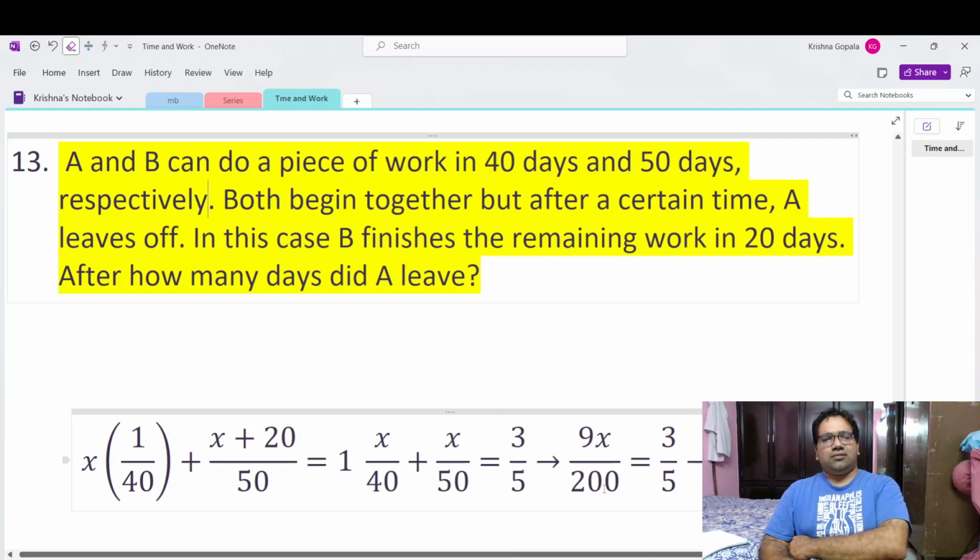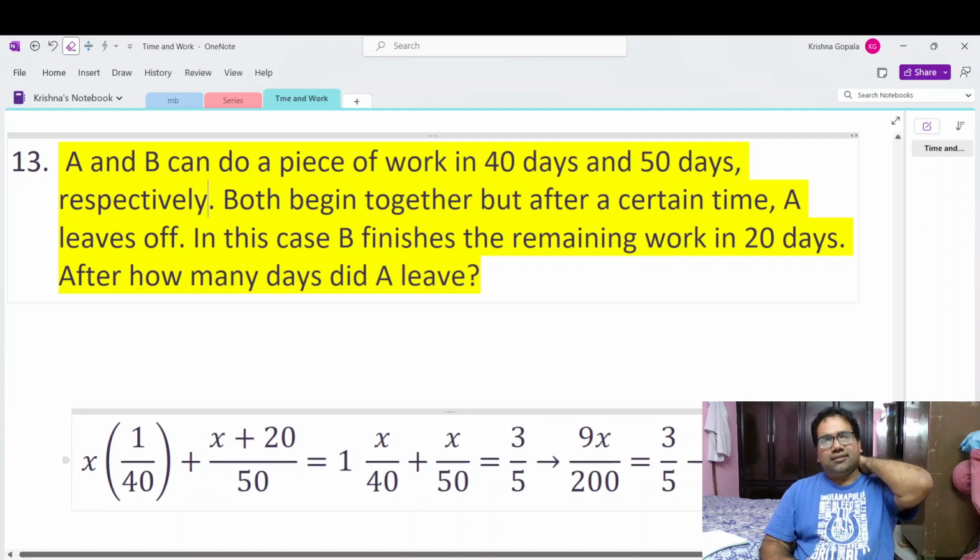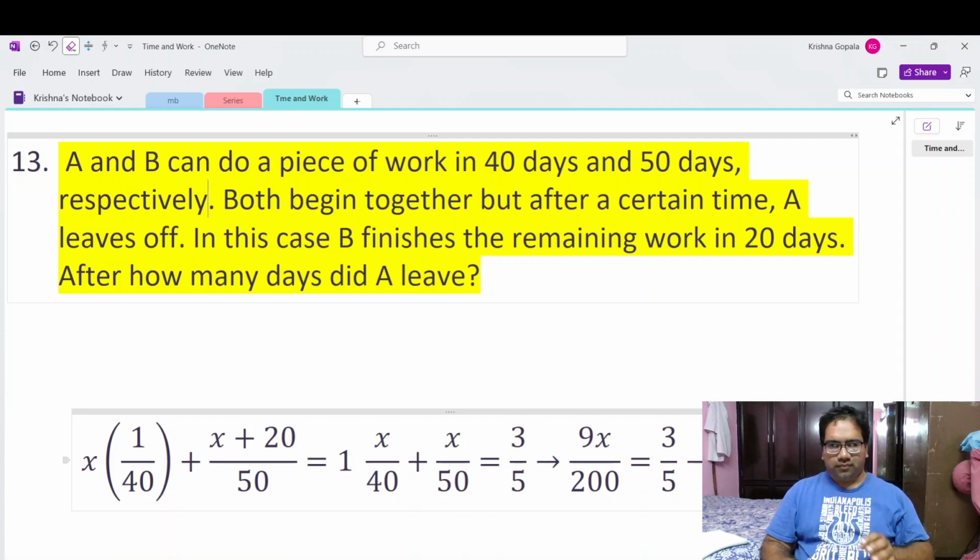X by 40 plus X by 50. That means 200 is the LCM. 5 plus 4, 9x by 200 is equal to 3 by 5. X is equal to 40 by 3. That is 13.33 days. Right? This is very easy.